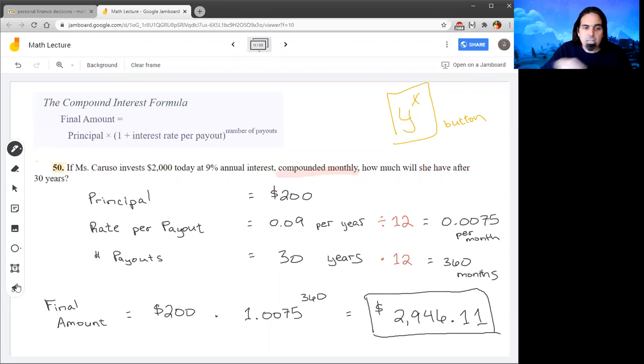Speaking of calculator buttons, some calculators instead have what's called a caret symbol. And even the ones that have the y to the x button up on the top in the screen, it will look like a caret for exponent. That's just an older notation.